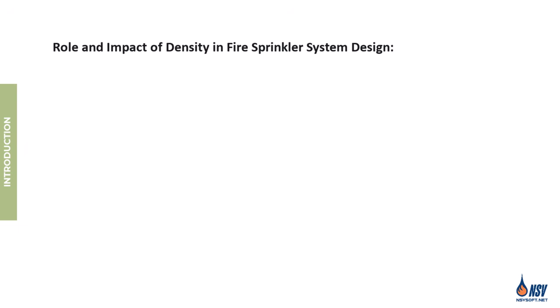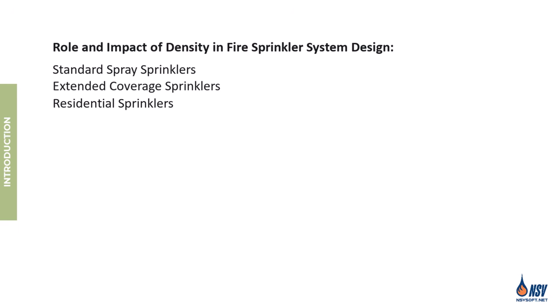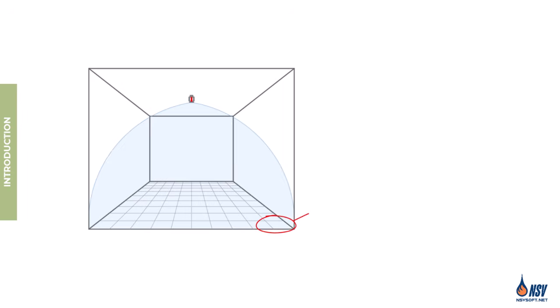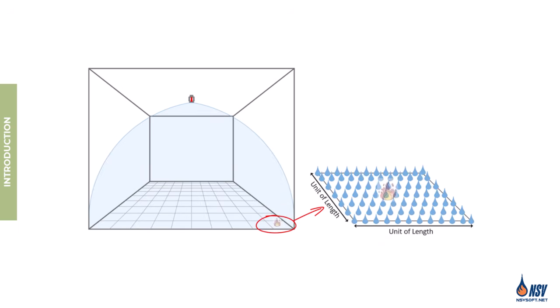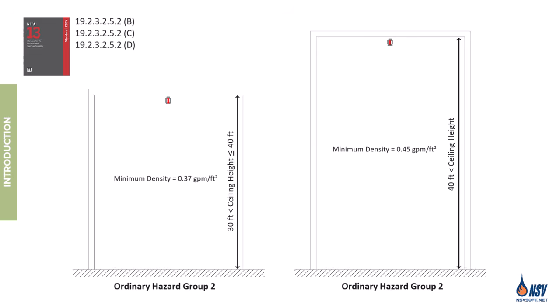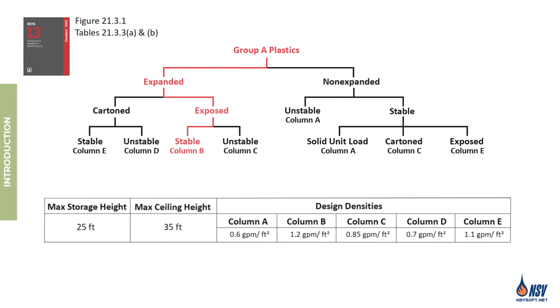When designing fire sprinkler systems, whether using standard spray, extended coverage, residential, or CMDA sprinklers, we encounter a key concept: density. In this video, we'll explore what density means in the context of hydraulic calculations and why it plays a critical role in determining system performance and compliance.